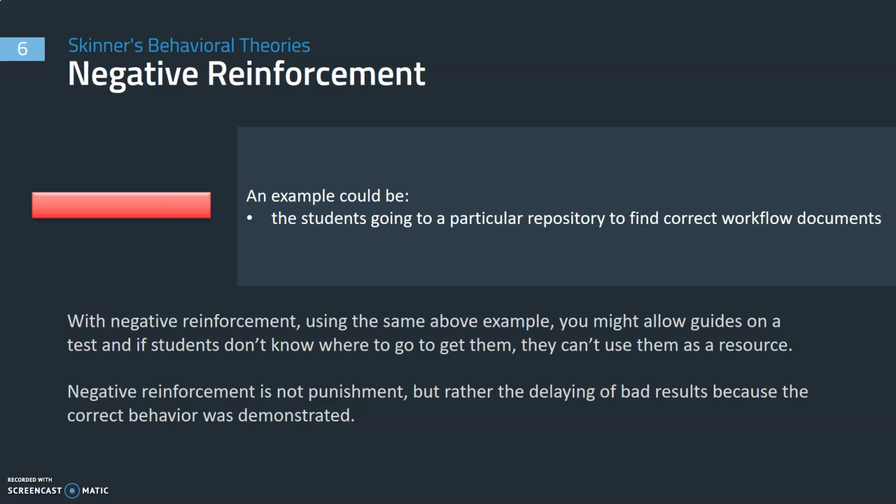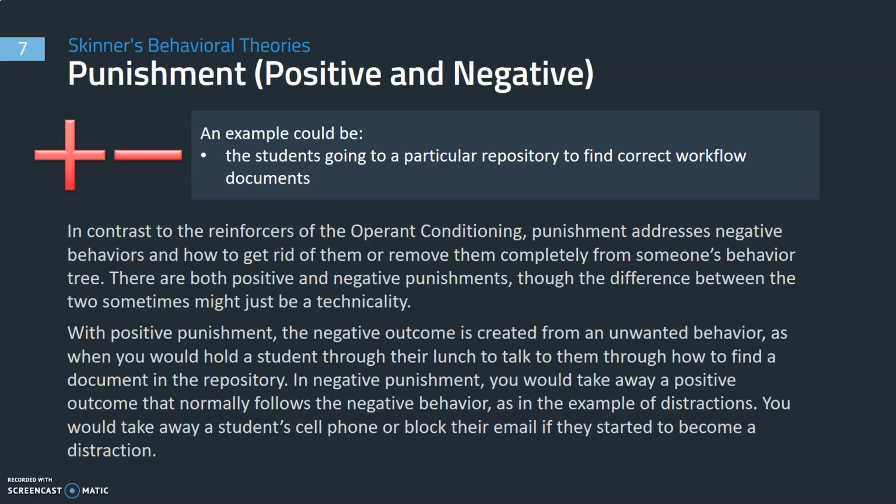Now, negative reinforcement is not a punishment, but rather the delaying of bad results because the correct behavior was demonstrated. And then we have punishment, and this is going to cover both positive and negative. I'm still going to go with that same example. In contrast to the reinforcers of operant conditioning, punishment addresses negative behaviors and how to get rid of them. There are both positive and negative punishments, and the difference between them sometimes is just a technicality.